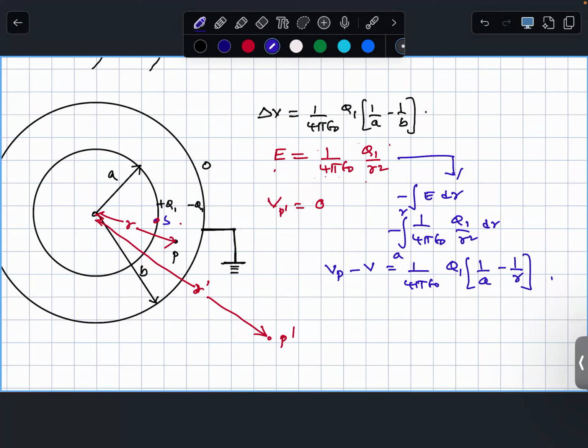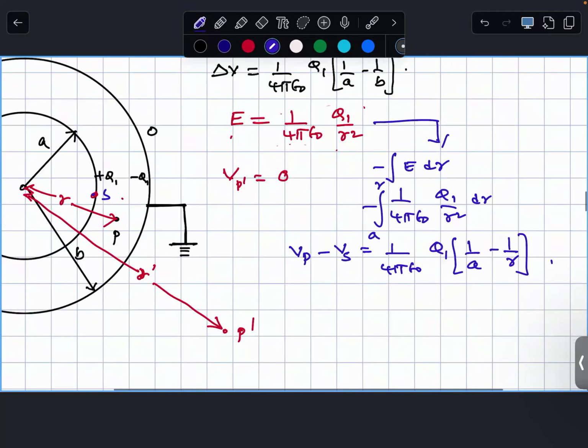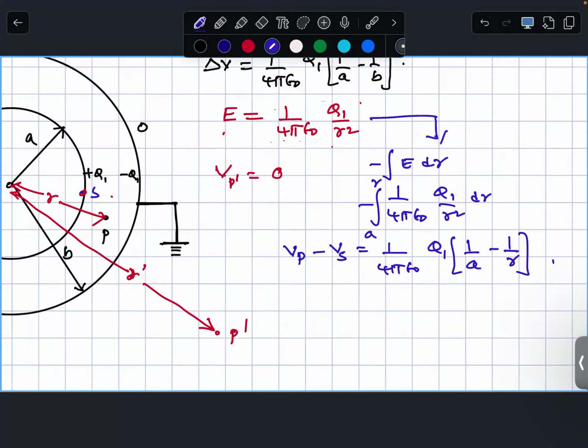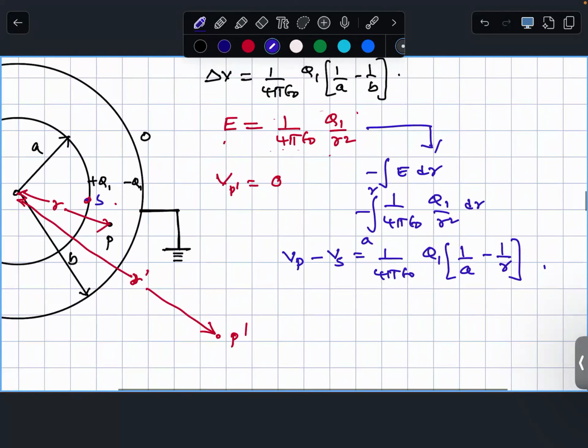Yes. Yes or no? That is potential difference. Yes, Vs minus Vp.